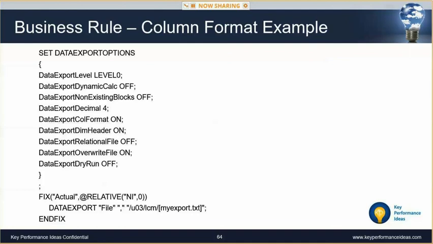So I also recommend for large databases that you do a level 0 backup each night. This would be a way to do that. You would just specify within your fix file. In this case, I'm restricting it to actual and bottom level of the accounts dimension under NI, which is net income. But you can specify the entire database level 0 just by not having a fix and using the setting up here, which says data export level 0. Here we're exporting it to a file that is comma delimited and called myexport.tax.